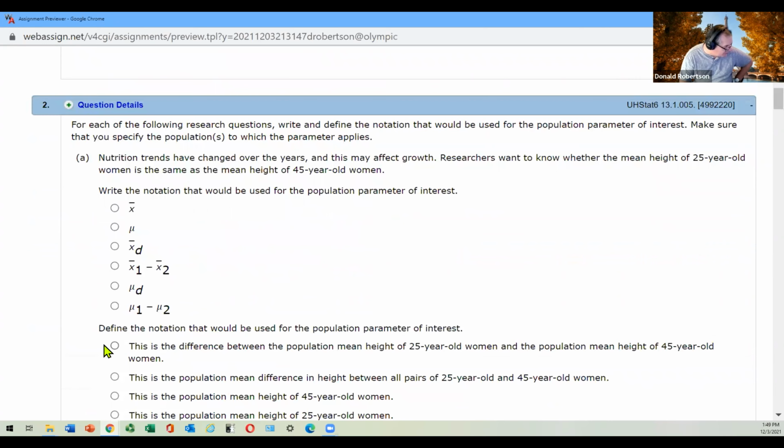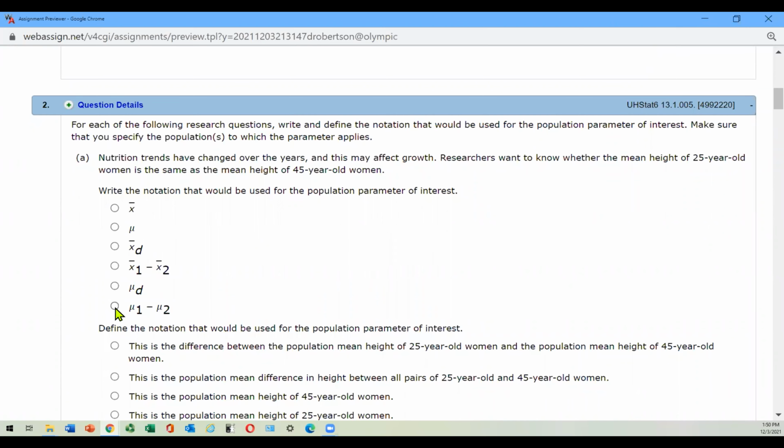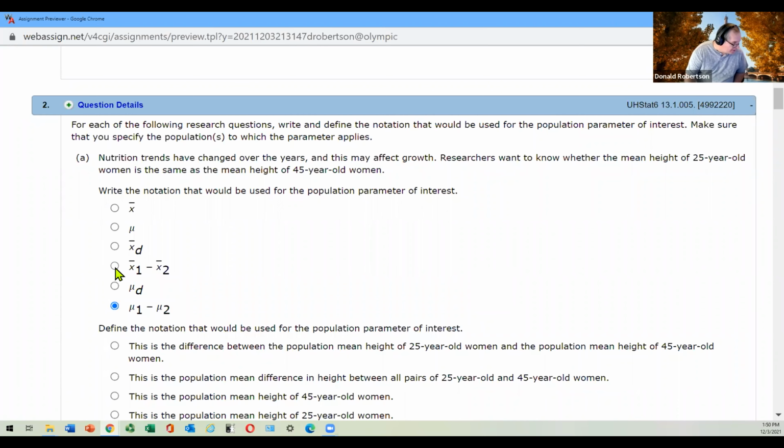Which one of these formulas do you write down for the difference between two populations? Which one of those 6 is the notation for the difference between two populations? The bottom one. If it was the difference between two samples, wouldn't it be that one? Wouldn't that be a single population? And wouldn't that be a single sample? Right.